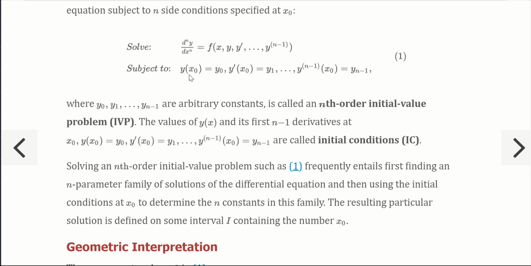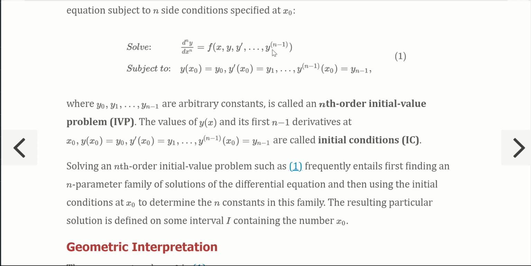We want the value of the function solution to have a prescribed value at x naught. We want the first derivative to have some condition, all the way up to the n minus first derivative. If you were to think about going back to calculus 2, or maybe even the end of calculus 1, if you were to solve a differential equation via integration, to undo n derivatives, you would have to do n antiderivatives.